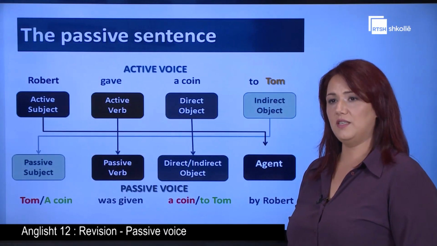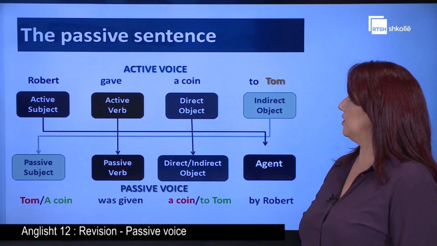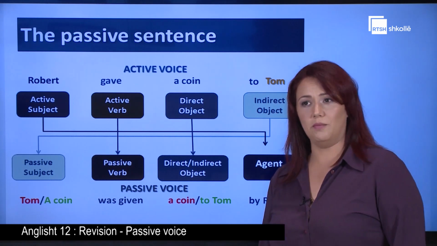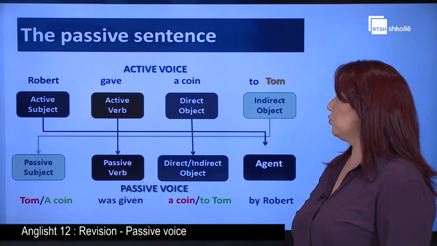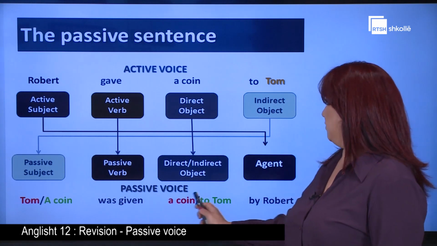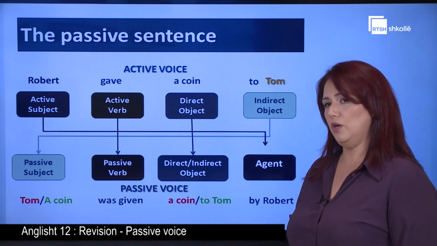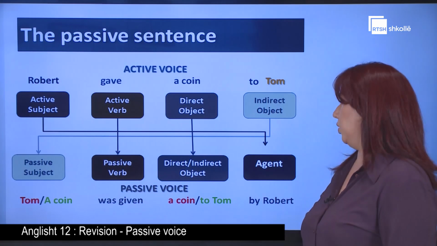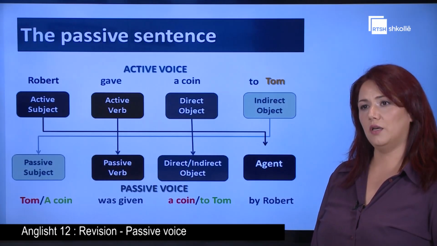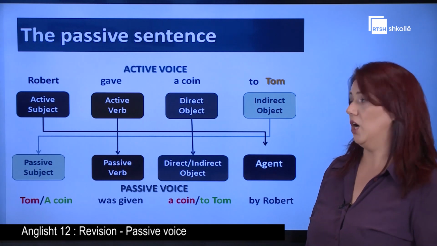In the passive voice, in this case, and for this sentence, there are 2 ways that you can make it in the passive. The first one is, Tom was given a coin by Robert. And the second one is, a coin was given to Tom by Robert. That depends on which you want to put the focus on.